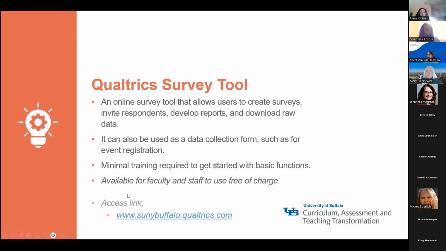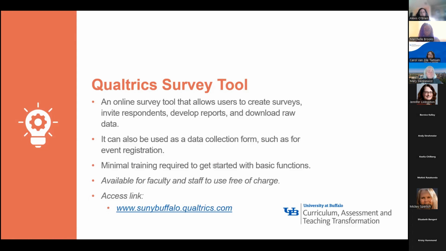And the access link is simply sunybuffalo.qualtrics.com. And when you go ahead and log into that, then it will ask you for your UBIT credentials, and you would simply log in the way you would log into any other UB application. And you're free to use it: you can make as many surveys as you want and have as many respondents as you need.